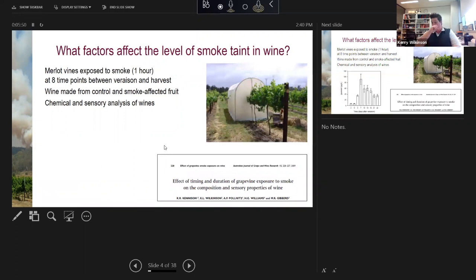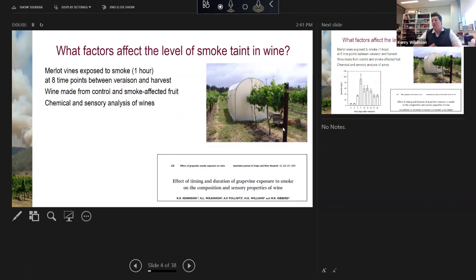So Kristen then went out and developed this methodology, so these tents that could be constructed around the vines out in the vineyard, and a very, very high-tech metal rubbish bin that we could burn fuel in and then pump the smoke into the tent.